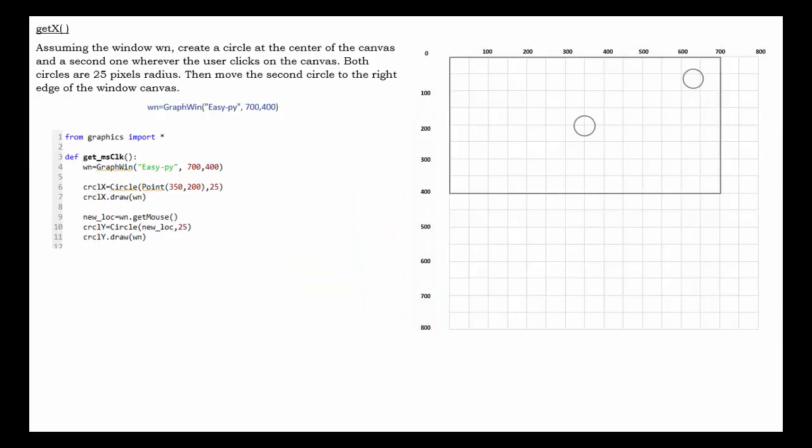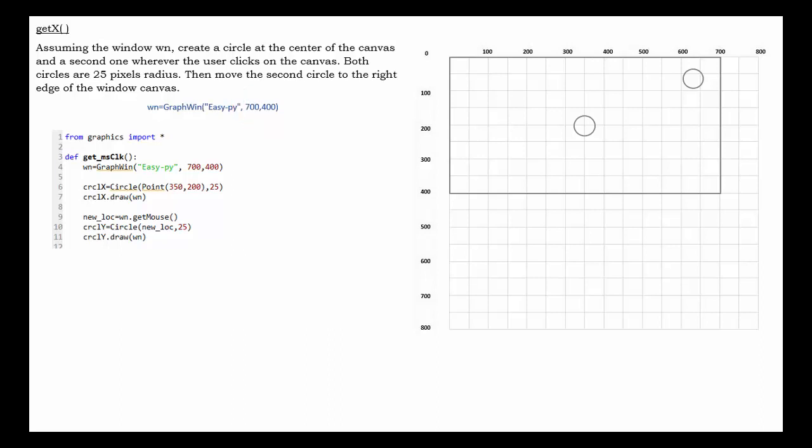In this segment, we will examine the use of the getX function, a method of the graphics.py library. We will do that through an assignment, an example, and actually we have seen most of that example in the previous segment. The assignment says to create two circles, one in the center of the canvas, one at whatever spot the user may click the mouse. And the new part is the program has to move the second circle from whatever location it happened to be to the right edge of the canvas and move that circle horizontally.